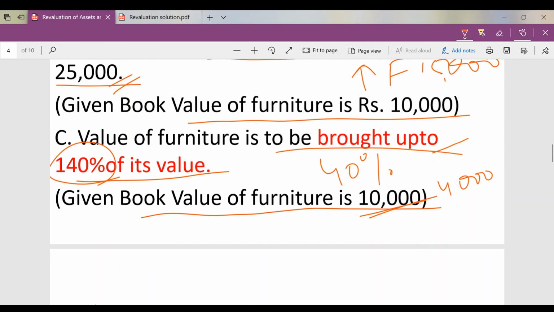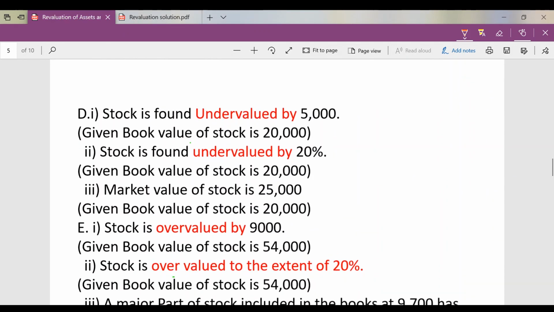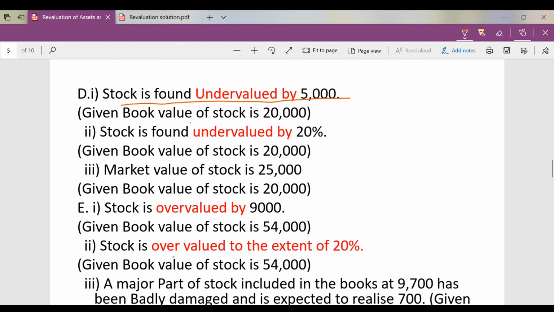Now next is this slide. Stock is found undervalued by 5,000. And he's saying that the book value of stock is 20. So that means this 20,000 is actually less by 5,000. So I need to increase the value of stock. When I have to increase the value of an asset, it has to be debited. So the entry will be stock account debit to revaluation account, right? Because at present it is undervalued.